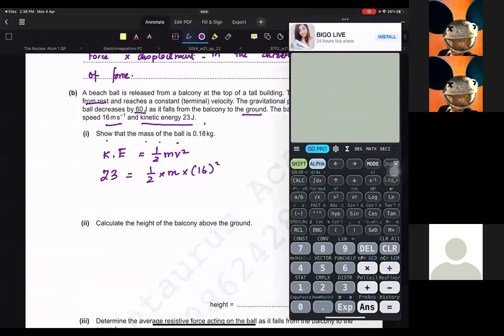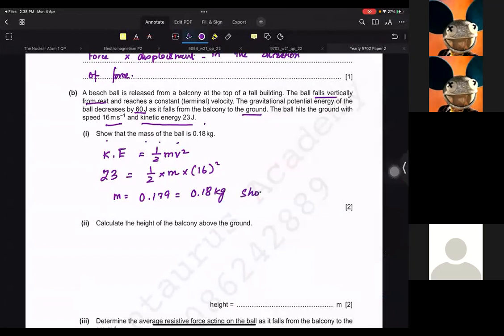So this will be 23 times 2 divided by 16 squared, which is 0.179, which is 0.18 kilograms. So that's shown right here. And then it says calculate the height of the balcony.